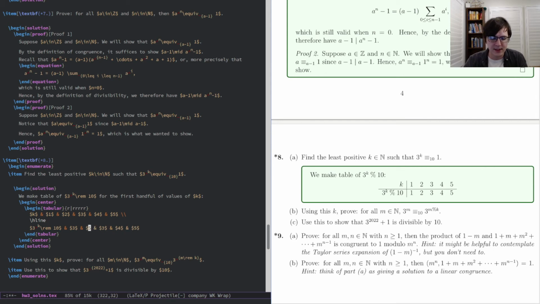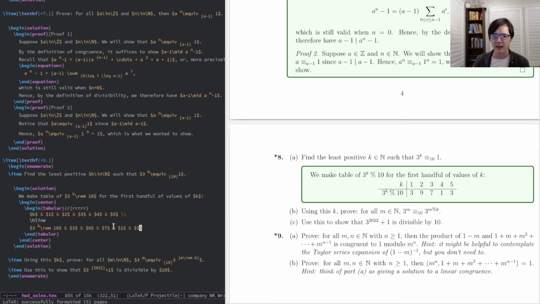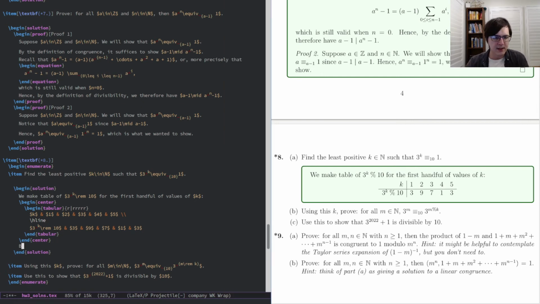So 3 times 3 is 9. And then I'll use my tricks. 9 is minus 1 times 3 is minus 3, which is 7. 7, well, that's minus 3, times 3 is minus 9, which is 1. And then if we multiply that, so by merely looking at the table, we see that k equals 4 is the least with this property.